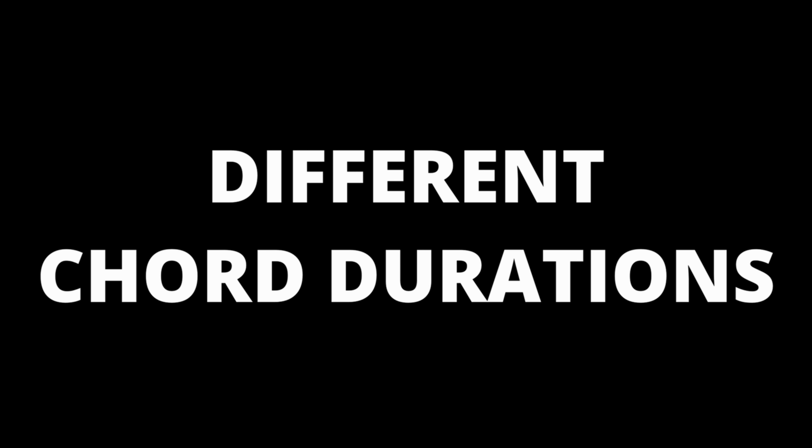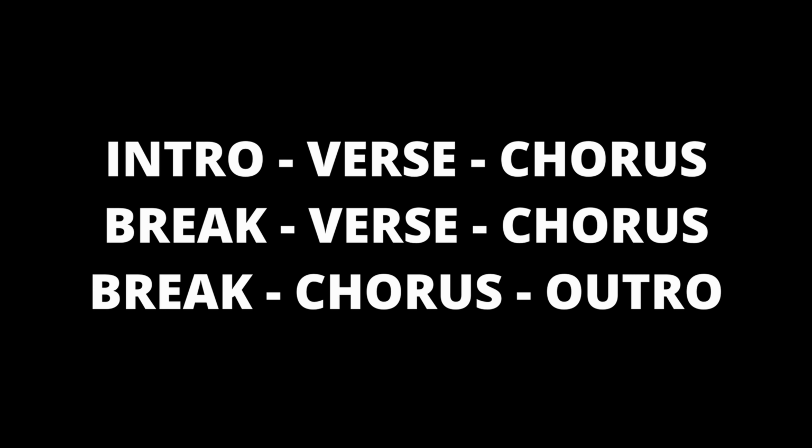I'll now put some of what you've learned into a full song example. The song will feature chord durations that aren't just 1 per bar. This will provide some more interest compared to the examples. It has an intro, verse, chorus, break, verse, chorus, break, chorus, outro structure. Sections are generally 4 or 8 bars to keep things simple, but you can experiment with different lengths in your own song.